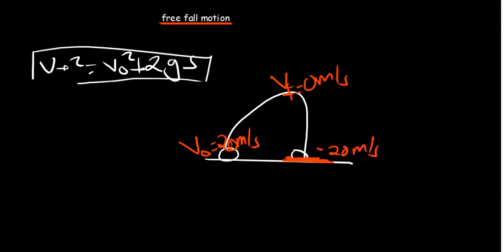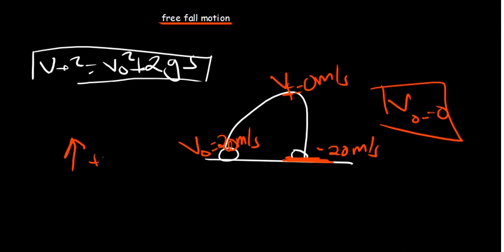When the velocity is positive, meaning an object is going up. When the velocity is negative, an object is going down. That we should know. Okay, so those are the basic things which we need to understand under free fall motion. Thank you for watching this video.